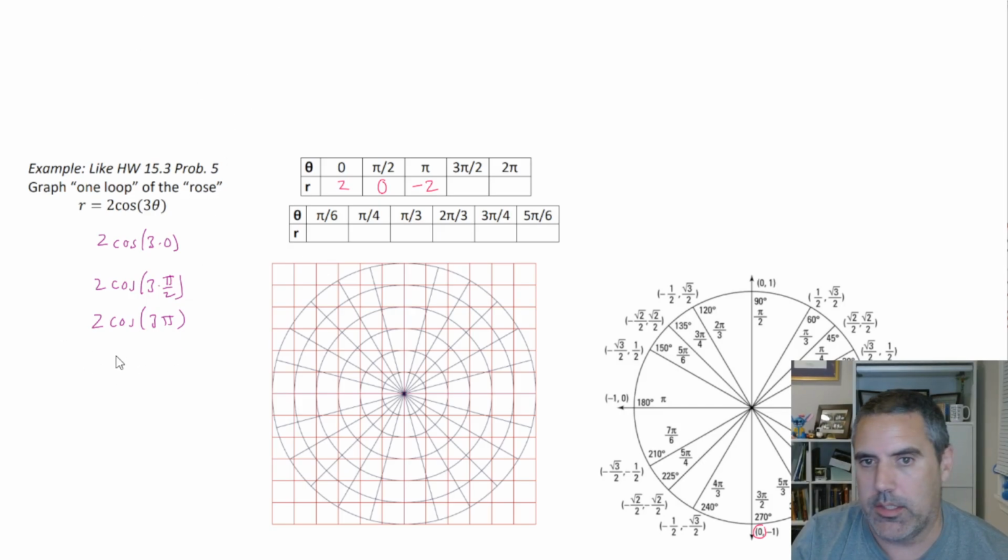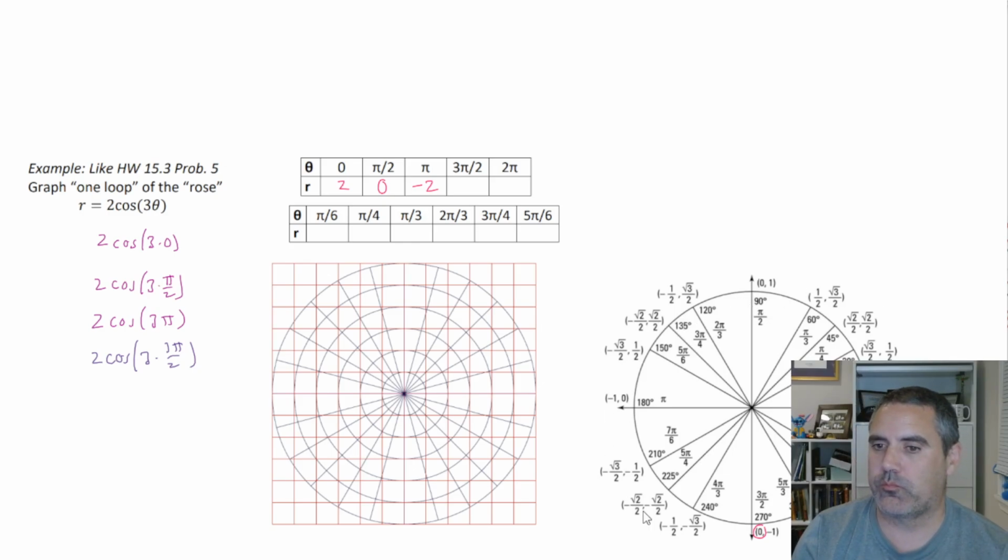And lastly, what do I get when I plug in 2 cosine of 3 times 3 pi over 2? That's 9 pi over 2. So what's that going to be? Pi over 2, 3 pi over 2, 5 pi over 2, 7 pi over 2. 9 pi over 2 is going to be looking up. It's going to be 0. There's a lot of work to just say it was 0. Okay, so that's it. And then it does repeat because 2 pi gives 6 pi and you're back here.